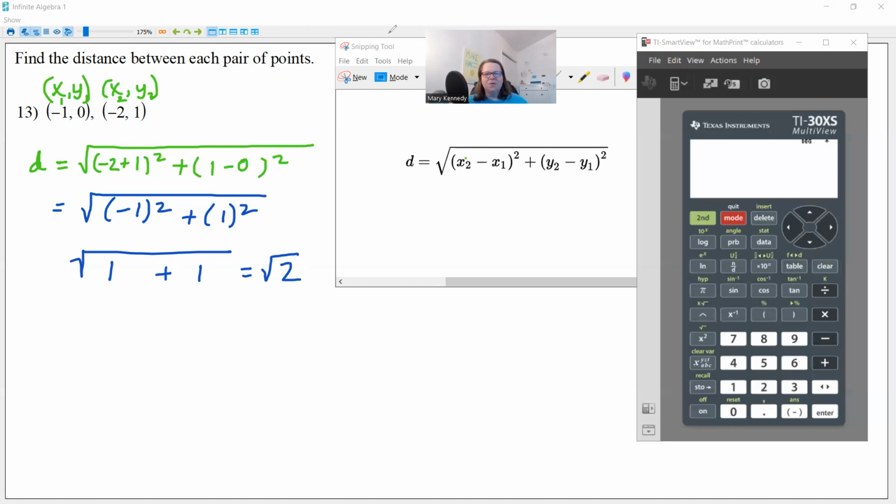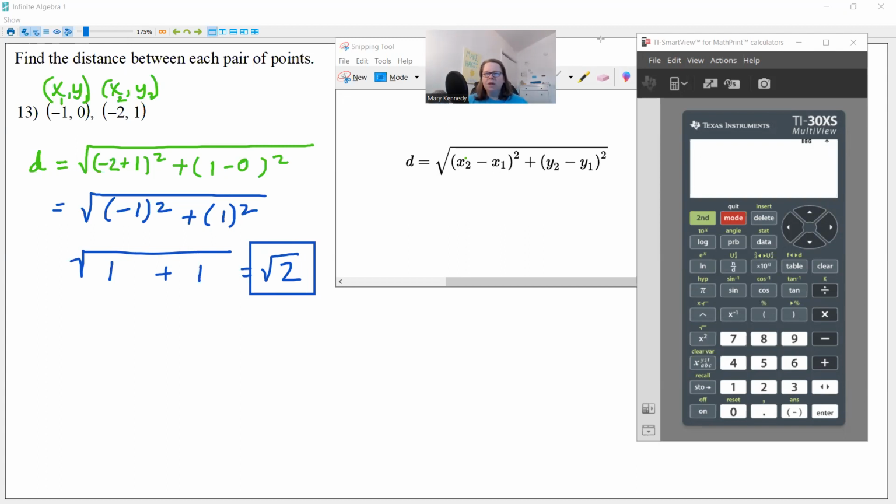Now, the square root of 2 may seem like an odd answer if we're looking for a distance. Like, I don't know how far square root of 2 miles is, right? But it is actually considered the most precise answer. So if you're good, you can stop watching here. And if you want to kind of see me walk you through it on the calculator, then you can stick around.